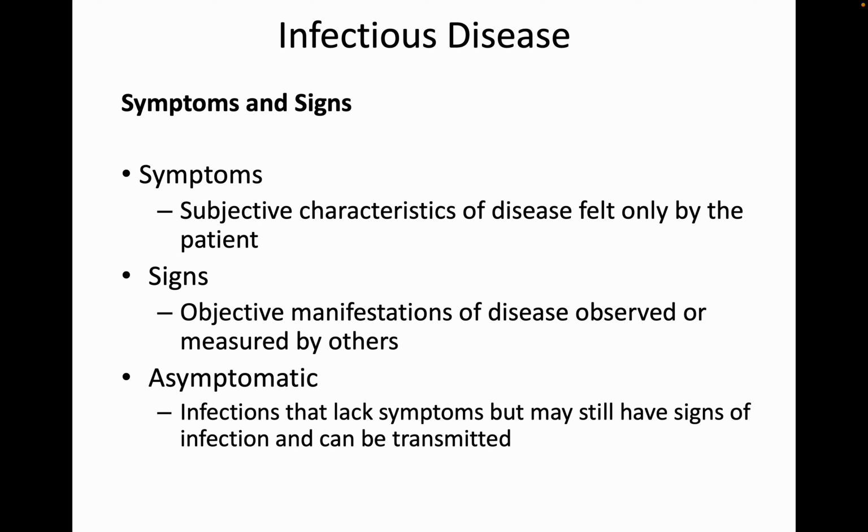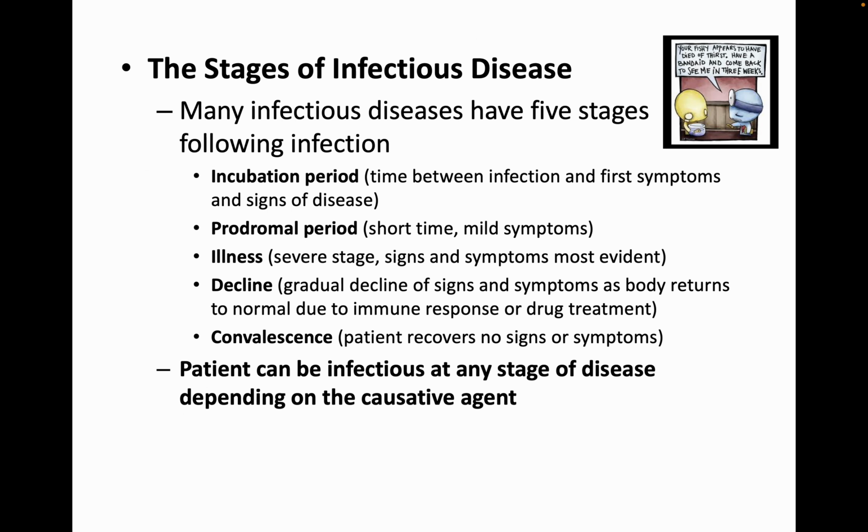Symptoms are subjective characteristics of a disease felt only by the patient. Signs are objective manifestations of the disease observed or measured by others. So, like a fever of 102 degrees, that would be a sign, whereas a symptom might be a headache or a sore throat. Asymptomatic is a term for infections that lack symptoms but may still have signs of infection and can be transmitted.